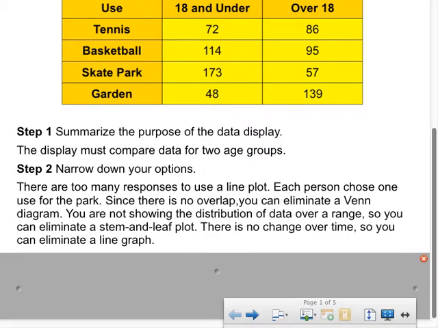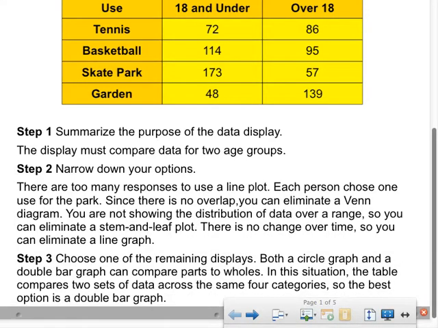There are too many responses to use a line plot, like I said earlier. Each person chooses one use for the park. Since there's no overlap, you can eliminate a Venn diagram. We covered Venn diagrams earlier in the year. You're not showing the distribution for data over a range, so you can eliminate a stem and leaf plot. There's no change over time, so a line graph is not exactly a good option either.